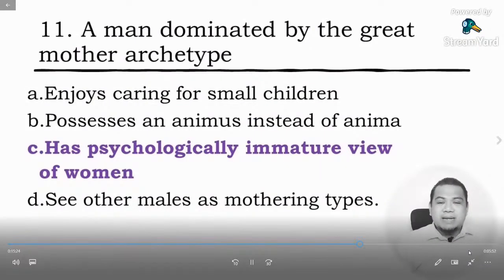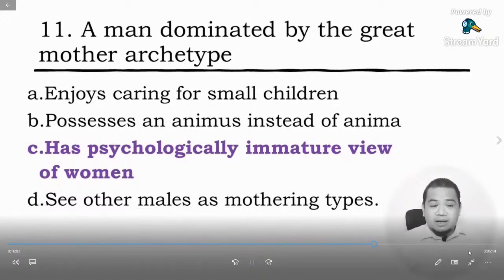11. A man dominated by the great mother archetype. The answer, letter C, a psychologically immature view of women. Contents of the personal unconscious are called complexes. A complex is an emotionally toned conglomeration of associated ideas. For example, a person's experience with mother may become grouped around an emotional core so that the person's mother or even the word mother sparks an emotional response that blocks the smooth flow of thought.